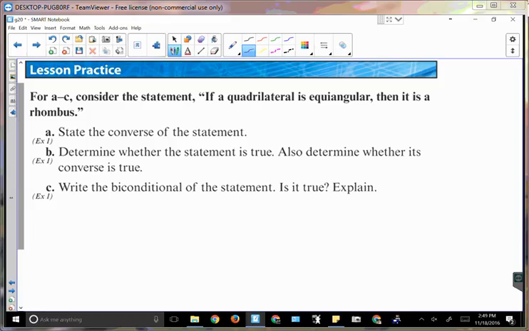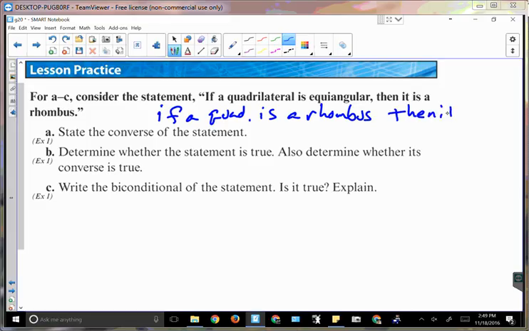All right, here we continue on. So, if I want the converse of this, that means I got to flip things around. So it would look like this. If a quadrilateral is a rhombus, then it is equiangular.